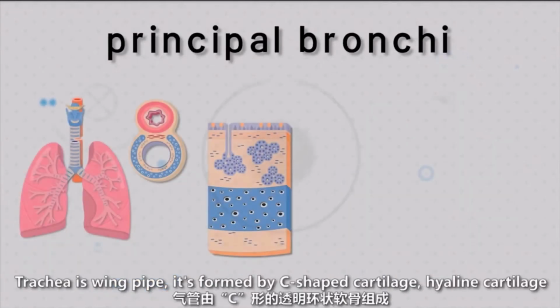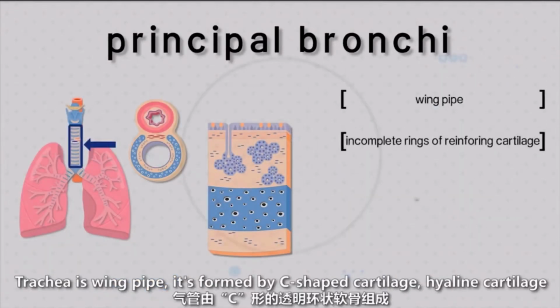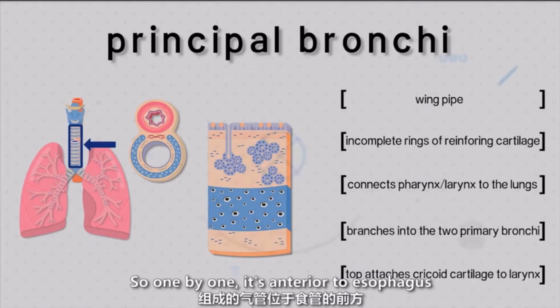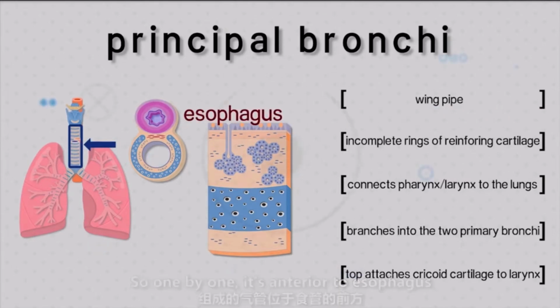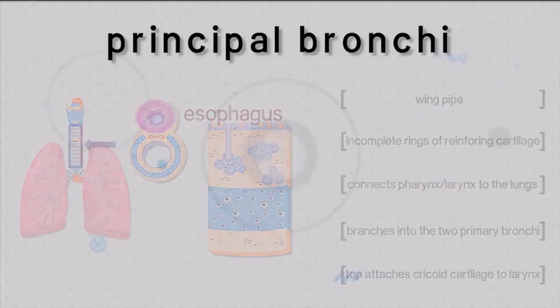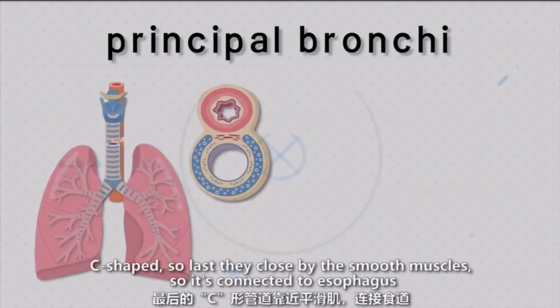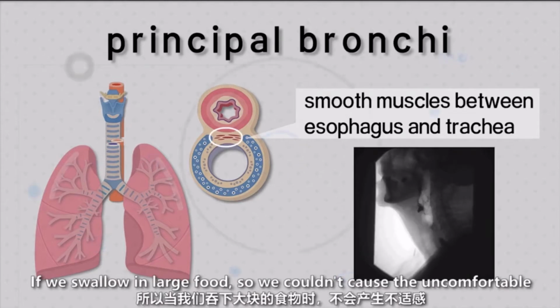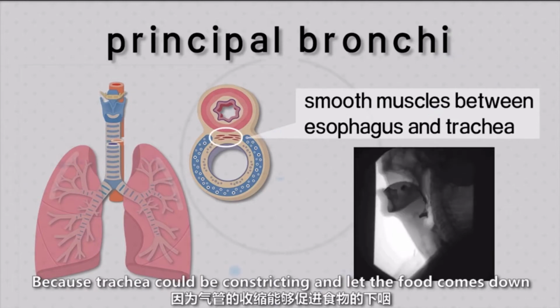The trachea is the windpipe. It is formed by C-shaped hyaline cartilage rings, one by one. It is anterior to the esophagus. The last C is closed by smooth muscle, so it is connected to the esophagus. If we swallow really large food, it doesn't cause discomfort, because the trachea can constrict and let the food come down.